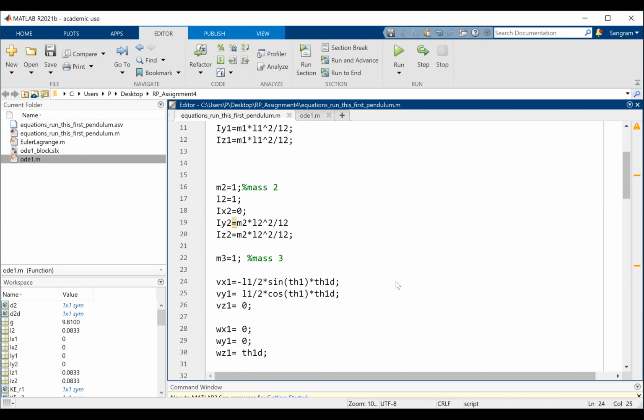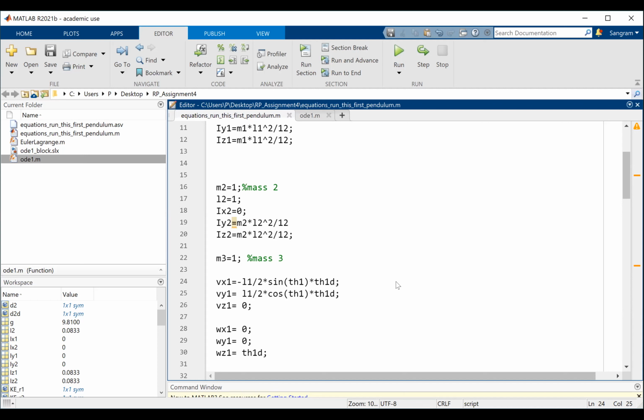Now please understand omega x1 is the angular velocity about this axis. Omega x1 is equal to 0. Omega y1 is equal to 0. Omega z1 is equal to theta 1 dot. Please type this. That way your assignment will be done.